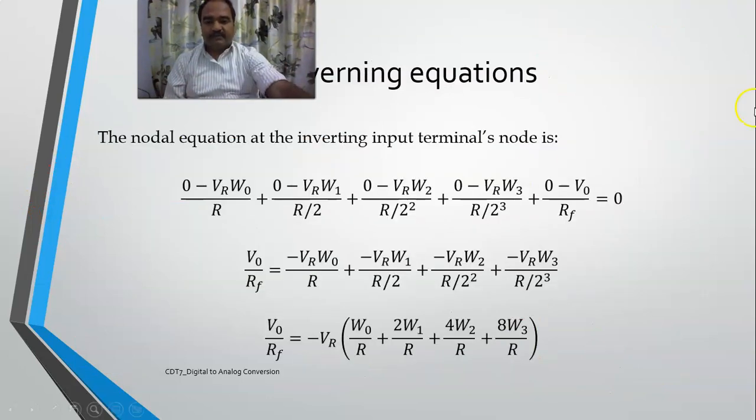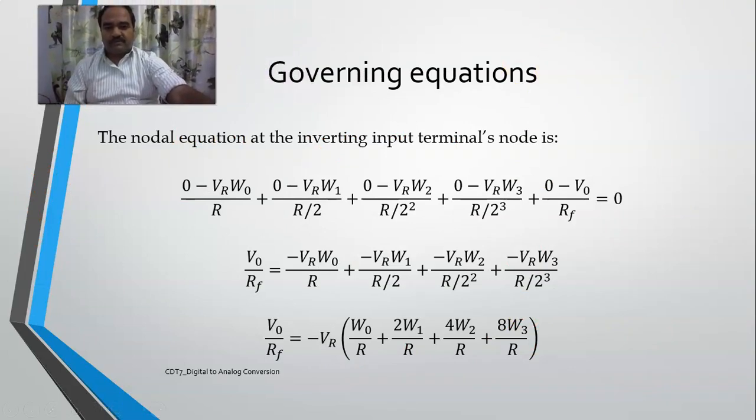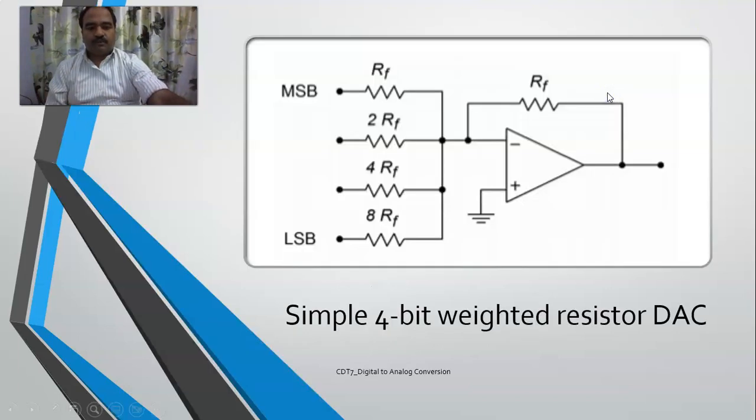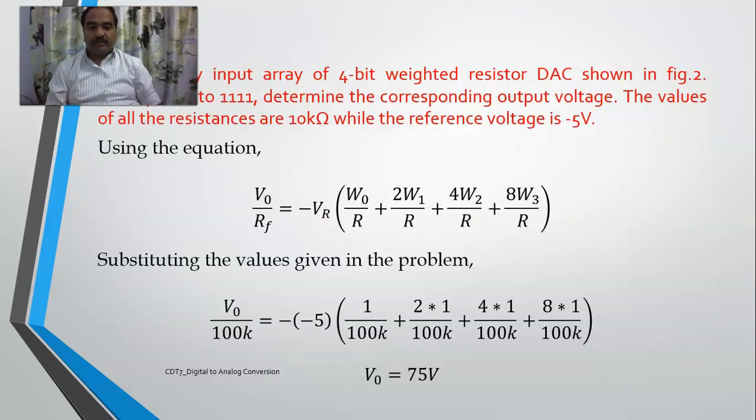I have written the governing equations for 4 ones, which I have shown already. So this is a simple representation of the weighted resistor. Normally I have taken R, R by 2, R by 2 square, R by 2 cube. Or otherwise, if you want to take R as you go to the least significant bit, you can multiply it with 2, 2, 2, 2, like this. Any of them is okay.